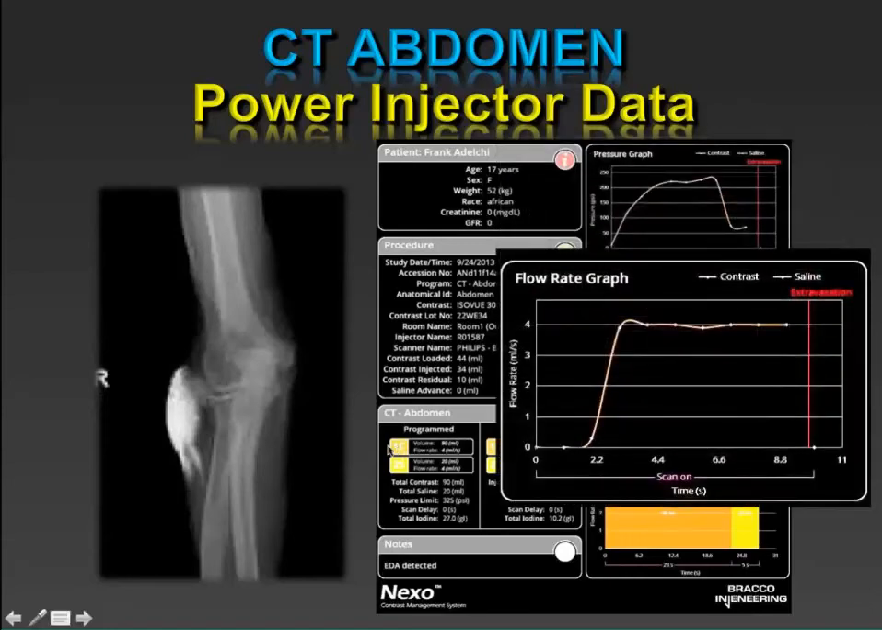And then I really like this flow graph as well, because although we specify so many mLs at so many mLs per second, we really don't know exactly what happened. We look at the images and sometimes some things don't look right, and we say, hey, I wonder if the contrast media injection went well. Sometimes it didn't, and there's a note saying it didn't, but sometimes there's not.